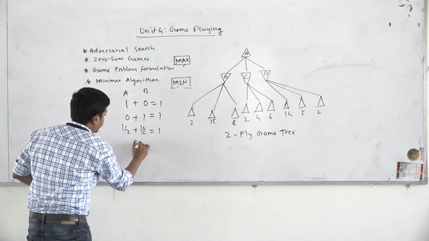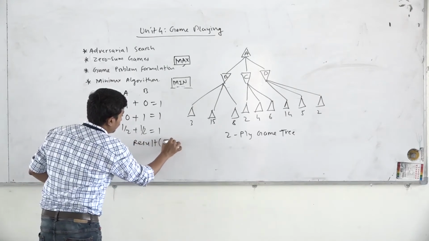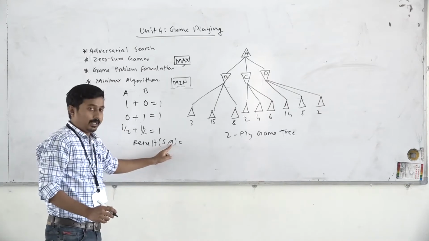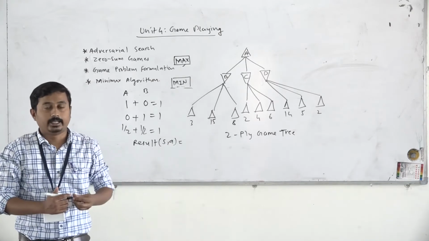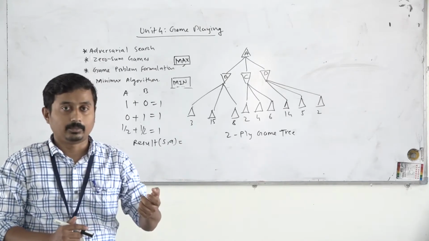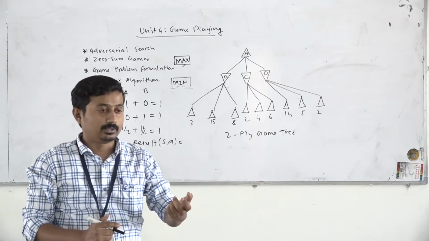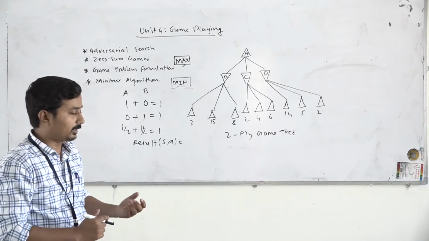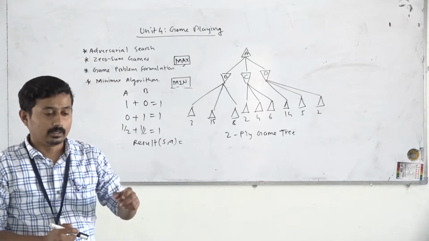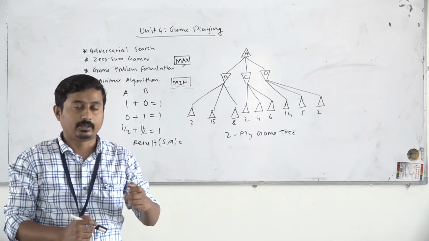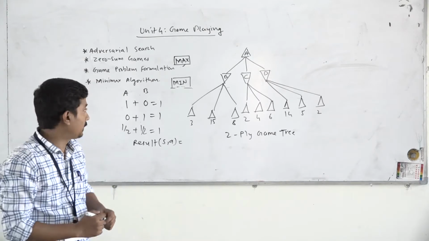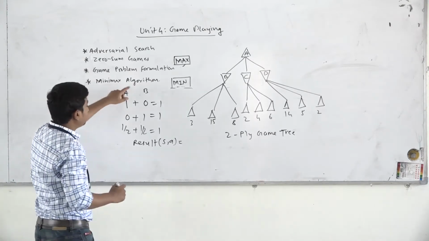The next one is the result function. This function has two parameters, S comma A: what is the result of action A on state S? The next one is the Boolean function called terminal test. If the current state is a terminal node or a leaf node, that function will return true. The last one is the utility function. If the current node is a leaf node, the utility function will tell us the utility value of that node. Then we saw the minimax algorithm.